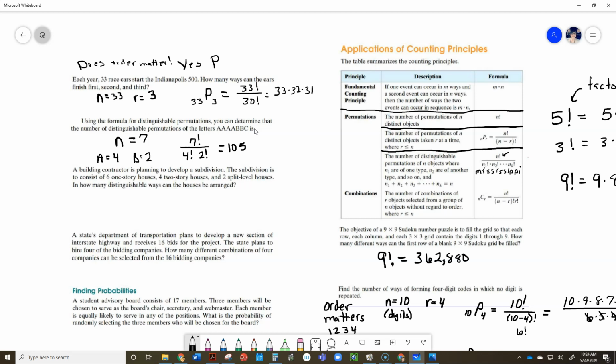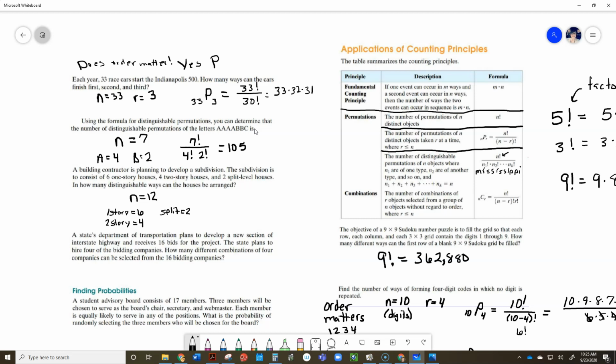So the total number of houses, I've got 6 and 4, 10, and 2, so I've got a total of 12 houses in this subdivision. But the one-story houses, the repeats, that's what I'm counting. So one-story, how many of those are there? There's 6. And then I've got 4 two-story. Why do you think they call them stories? I don't know. And then the split level, I have 2 of those. So these are my repeats.